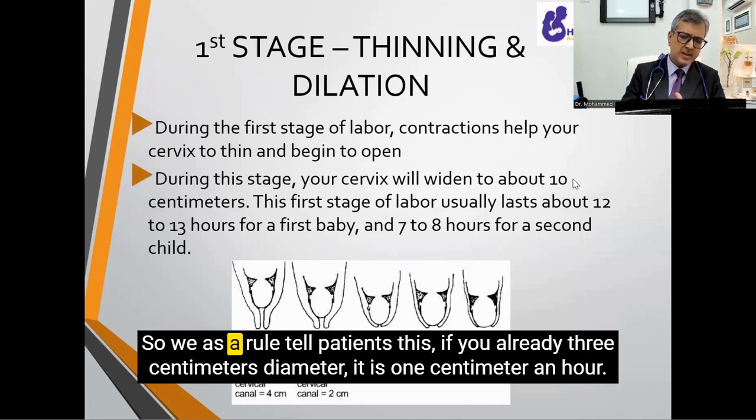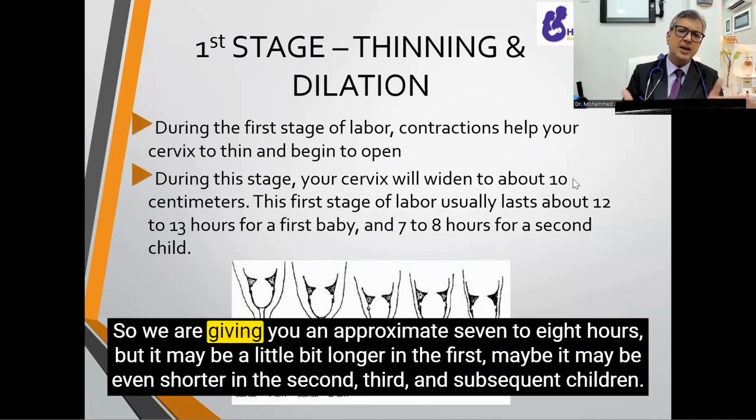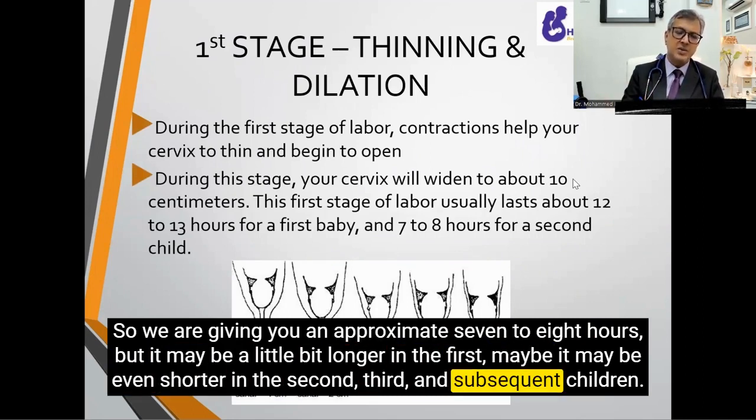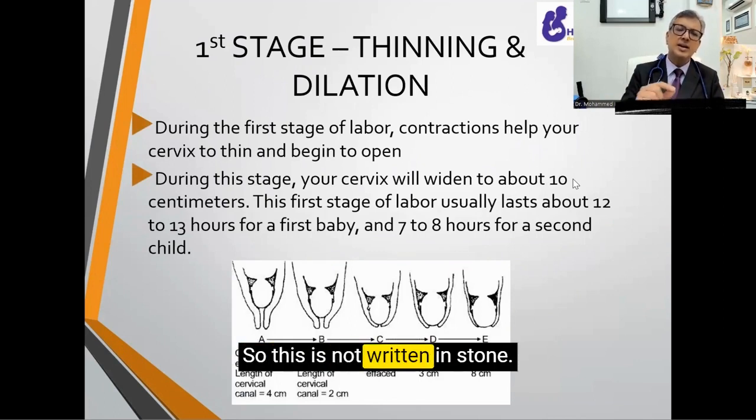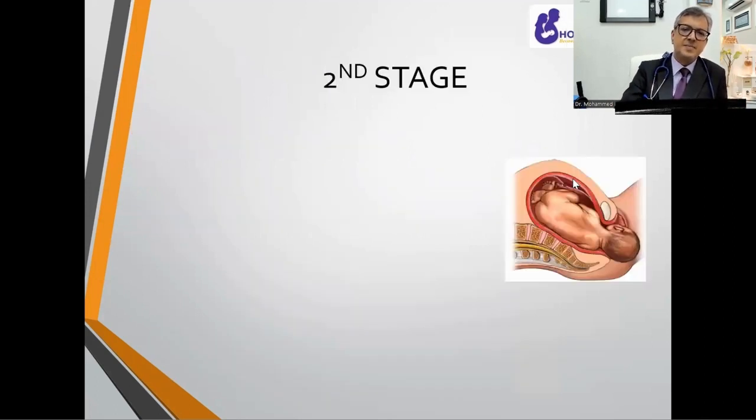So we, as a rule, tell patients, listen, if you're already 3 centimeters dilated, it is 1 centimeter an hour until it reaches 10 centimeters. So we are giving you an approximate 7 to 8 hours. But it may be a little bit longer in the first baby. It may be even shorter in the second, third, and subsequent children. So this is not written in stone. It is not a rule as such. But this is an idea for us to see, is this labor progressing as what we would expect.